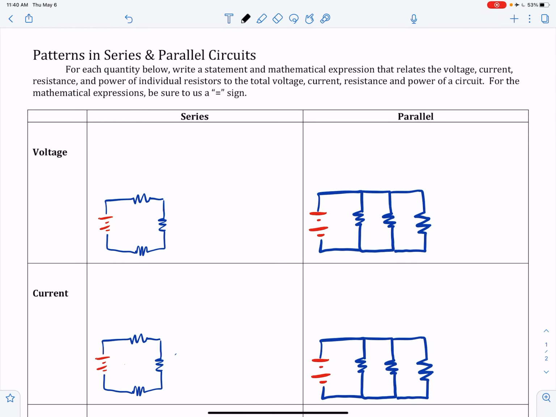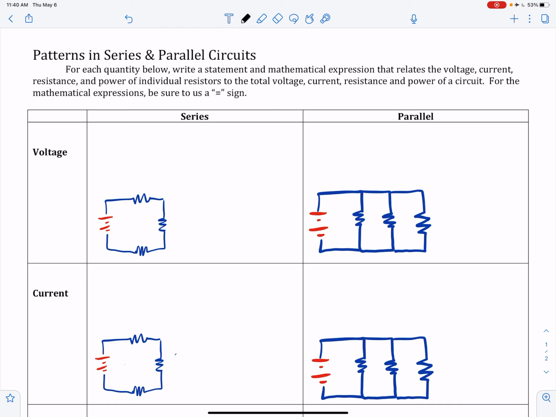In this video, I want to capture some of the patterns that we are starting to see among voltage, current, resistance, and power for both series and parallel circuits. At this point, we've done a number of laboratory investigations, and we might be starting to see how these different quantities work in the different types of circuits, right?